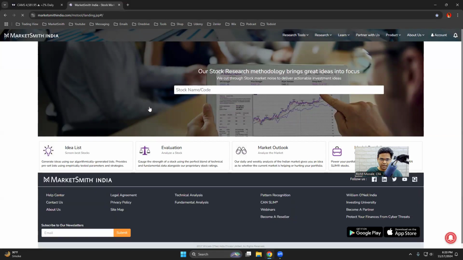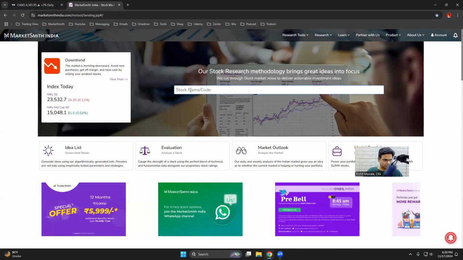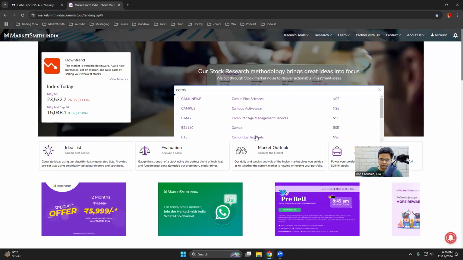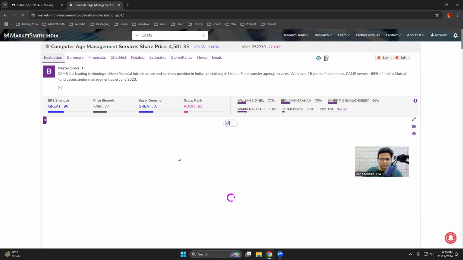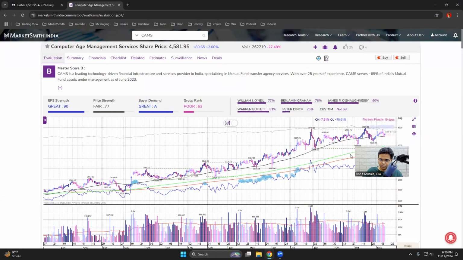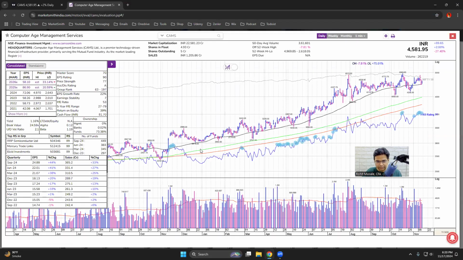So let's go to CAMS. It's a very famous company in India because it was showing good characteristics, technical and comparative. Comparatively not great, but technically it was showing a good setup. See, it is still in the base. So if I expand this, click on consolidated.